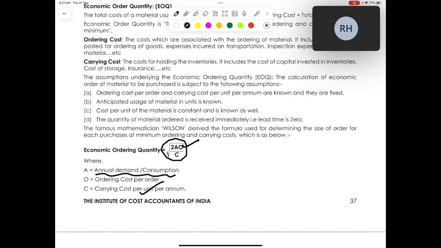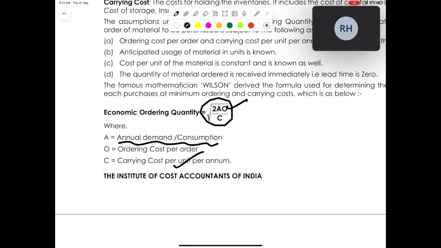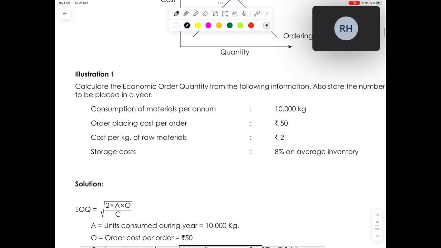So there are two systems prevalent. If we decide how much quantity to order so that our ordering cost and holding cost are at minimum level, that is known as economic order quantity. But if you decide the order quantity not on the basis of this scientific formula, then that is known as ROQ, reorder quantity. Okay, let's take an example. It will give you more clarity.